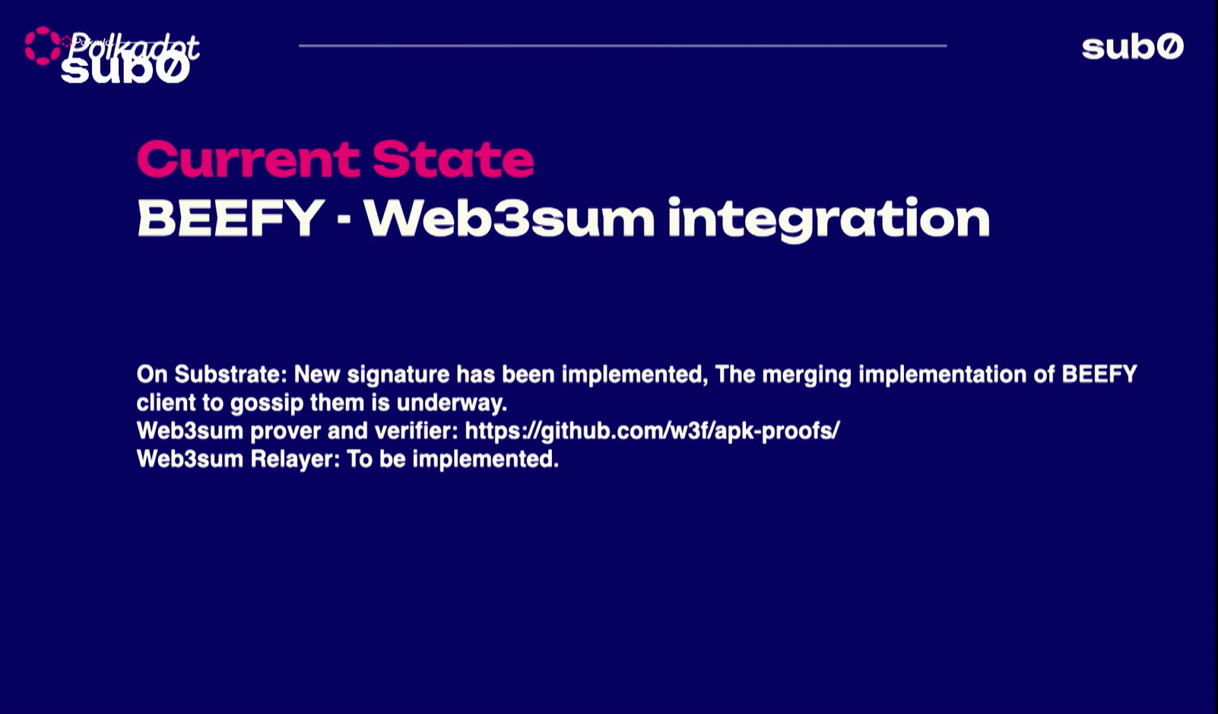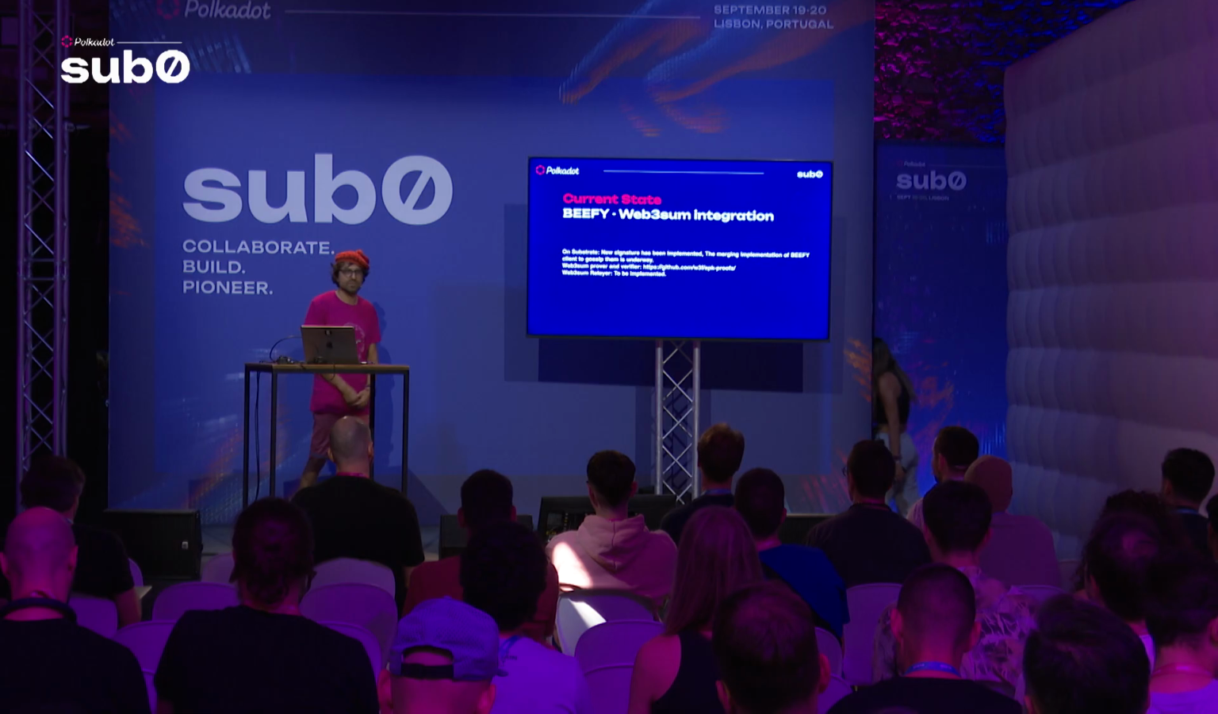So the crypto part of it is under way. The verifier and the prover have been implemented here, and the messaging part between the relayer and the light client has not been implemented yet. But that is a very short part, basically just sending these messages when somebody asks for them. So that is the state, and I hope in a few months we'll have this functional on a testnet. Thank you very much.